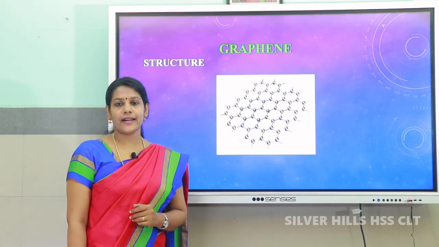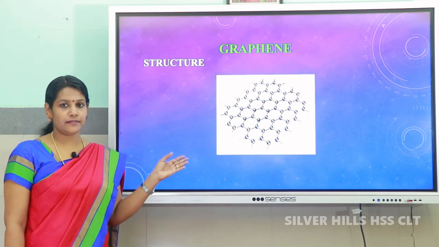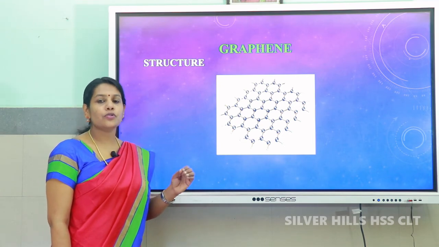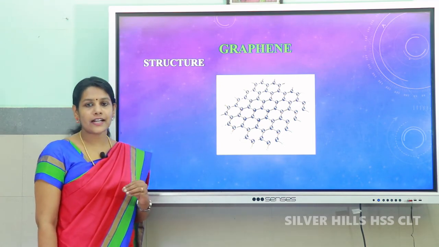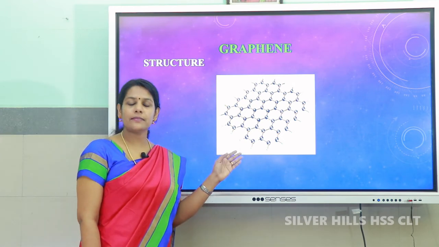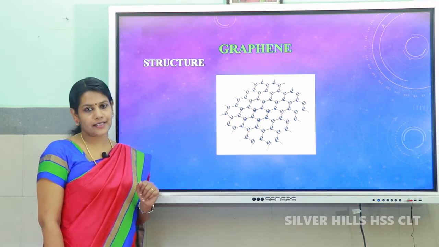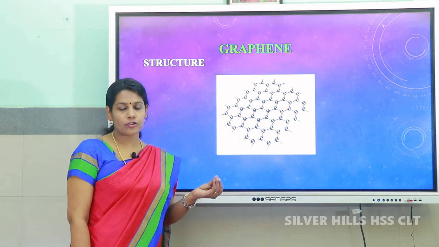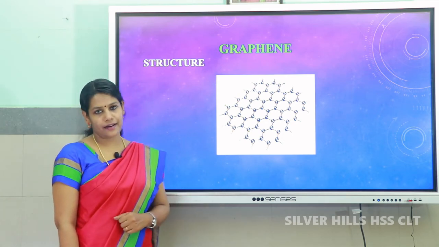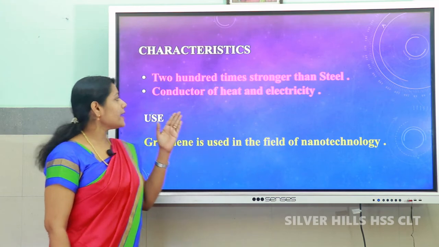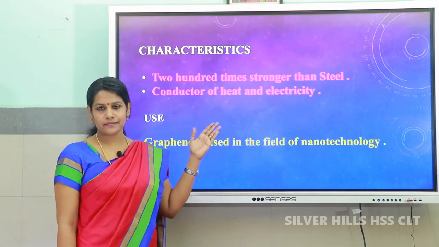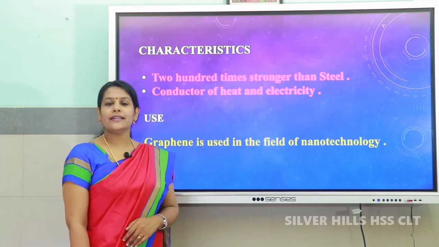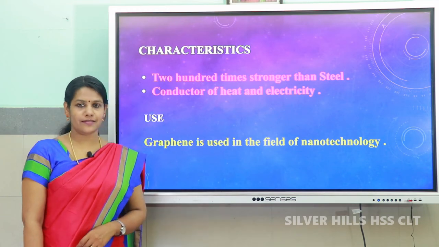Now let us see the last crystalline allotrope of carbon, that is graphene. So this is a structure of graphene. So graphenes are two-dimensional sheets of hexagonal rings made with carbon. It resembles a single layer of graphite. And it is also considered as the basic unit of some of the allotropes of carbon such as fullerene and graphite. Now let us see the characteristics. It is 200 times stronger than steel and it is a very good conductor of heat as well as electricity, and it is used in the field of nanotechnology.